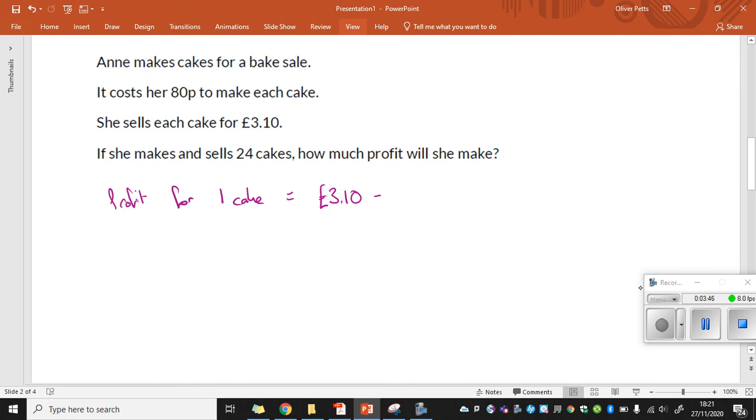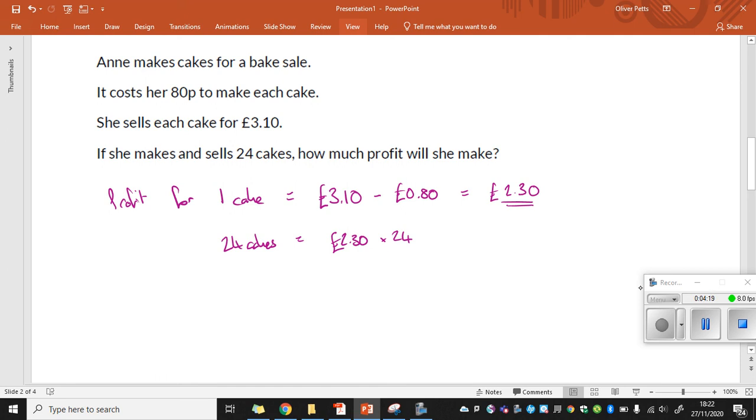So just be mindful, obviously, this is £3.10. So 80p, that is the same as £0 and 80p. So working that out, that means that for a single cake, she will have made £2.30 in overall profit. So £2.30 for one cake. So if we want to work out what it would be for 24 cakes, we would need to do £2.30, which is the profit made for one cake, and times it by 24.